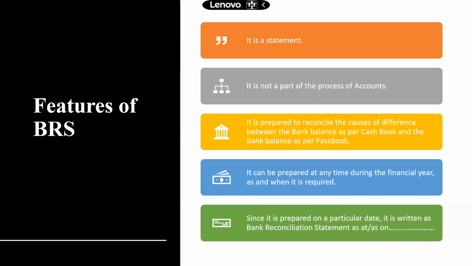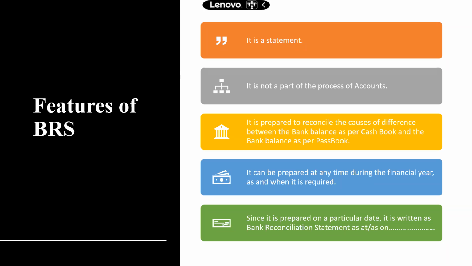Now, what are the features of BRS? So first important thing, I am telling this one, BRS is a statement. So remember, it is not an account. Neither is it a part of your process of accounting. If you remember the process of accounting, we have discussed when we were doing unit 1. Our process of accounting starts with journal. The next step is ledger. Then the step is trial balance. And after trial balance, it is preparation of final accounts. And the last step is communication of the results. So BRS is not a part of the process of accounting.